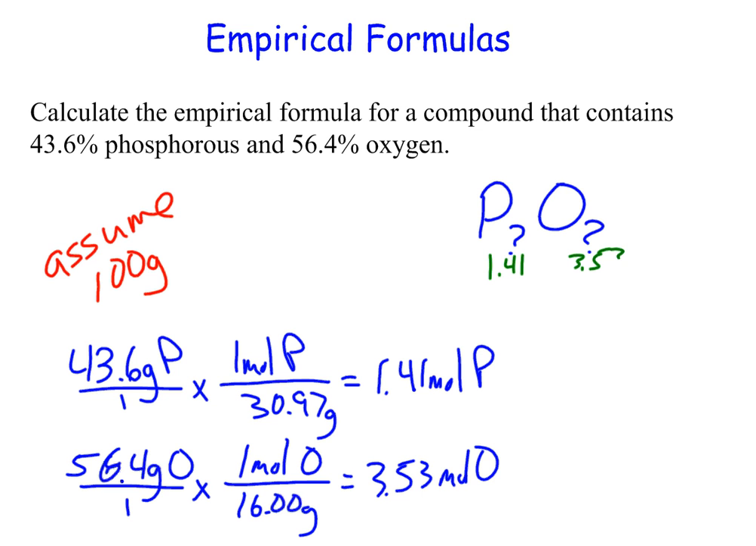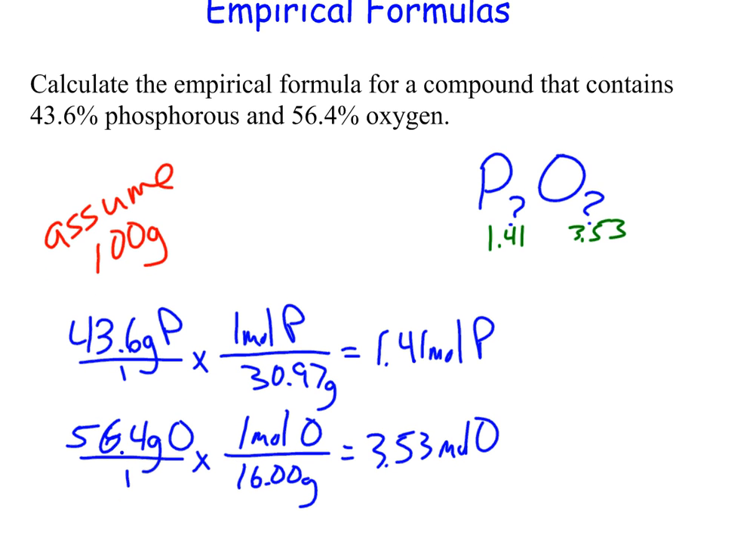But we see that the numbers that we use for subscripts have to be whole numbers. So we have to get rid of these decimal numbers that we're getting from the data here. The first thing we're going to do to try and get rid of decimals is divide by the smallest number of moles. So we're going to divide by the 1.41, and at the very least, that's going to change our moles of phosphorus to 1.00 moles of phosphorus. And when we do that for the oxygen, we end up with 2.50 moles of oxygen.